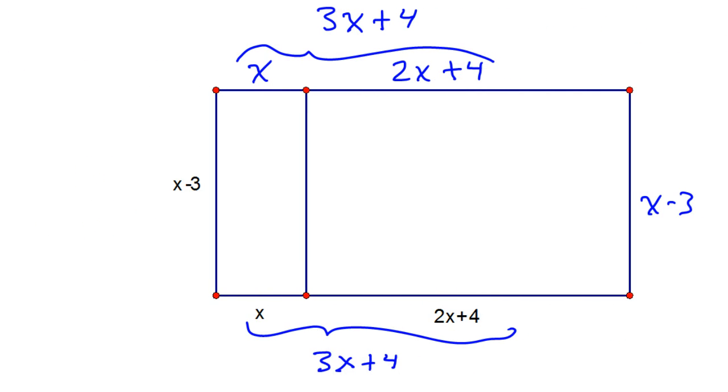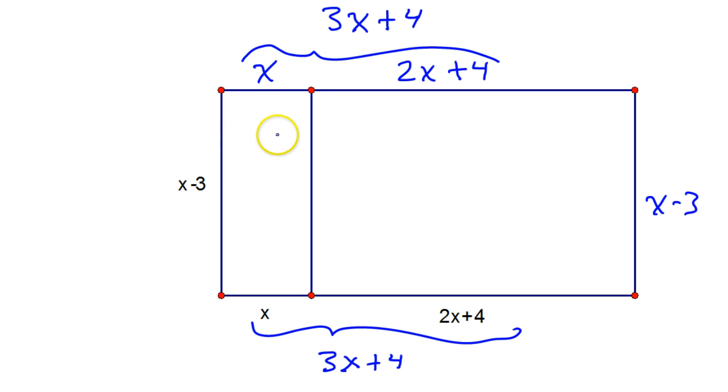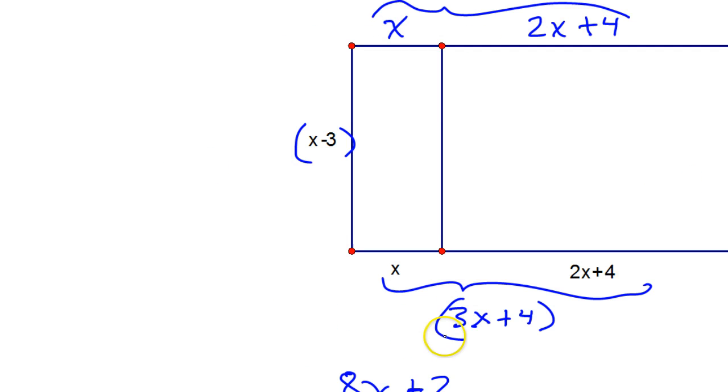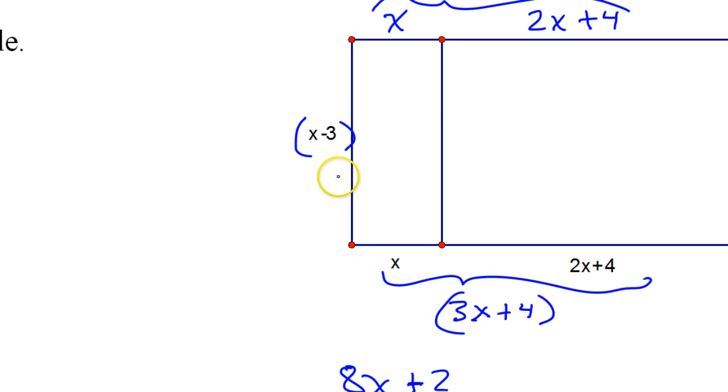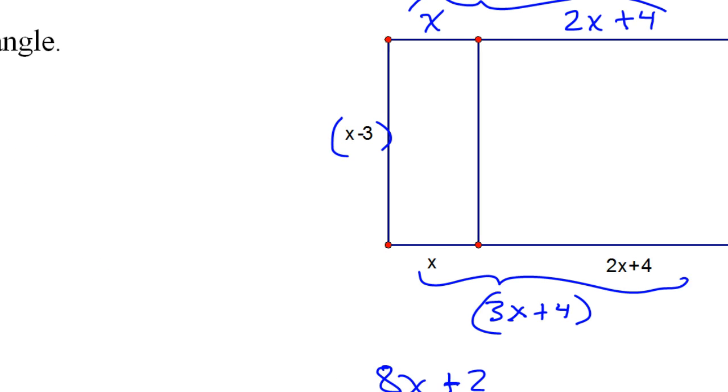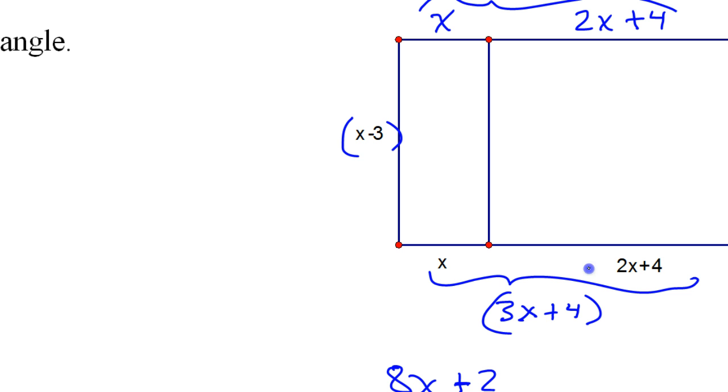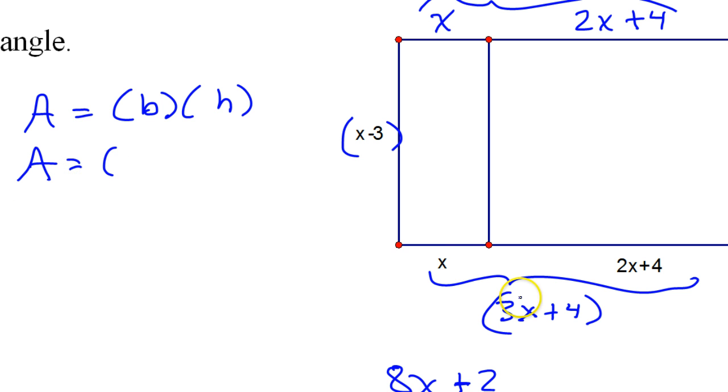But we definitely want to use these types of expressions when we are finding the area. Okay, because you know that the area is the base times the height, you know, the length times the width. So when you go to find the area, you don't want all those little pieces. So let's just do area is the base times the height, length times width. So that's going to be 3x plus 4 times x minus 3.